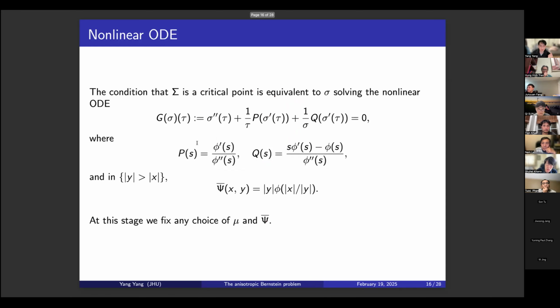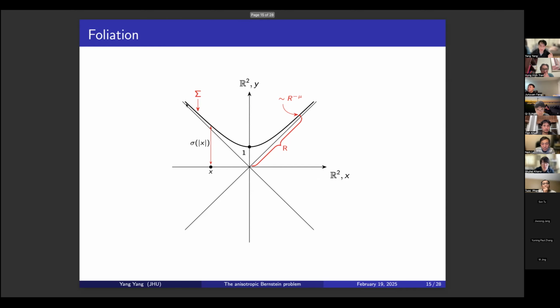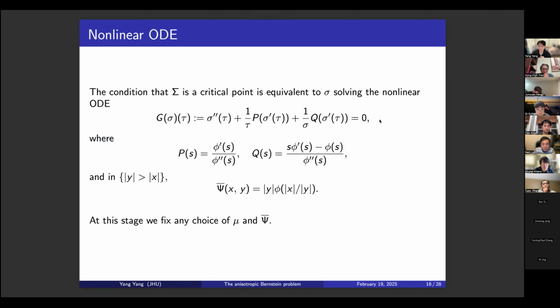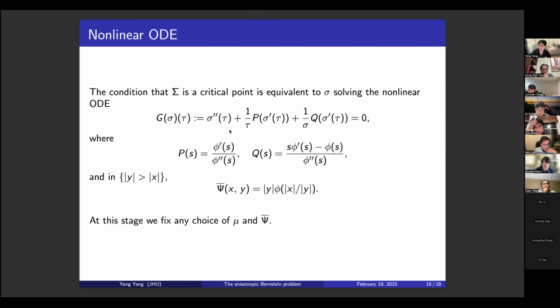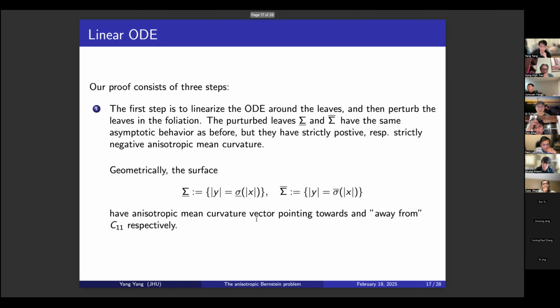The condition that sigma is a critical point is equivalent to solving this ODE. We prove that this hypersurface lies on one side of the cone C11, and this relies on analyzing this ODE. To get this ODE, we just plug everything into the quasilinear elliptic equation, in terms of sigma and in terms of this function phi. And at this step, we fix our choice of mu and F-bar.